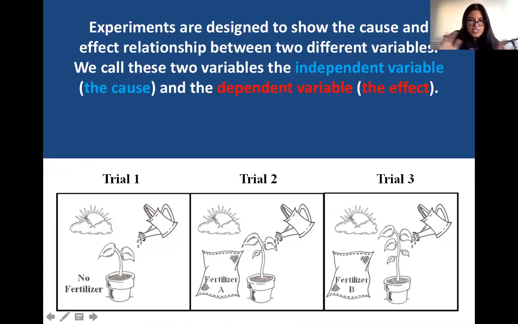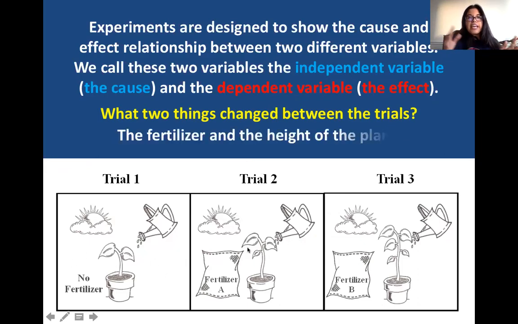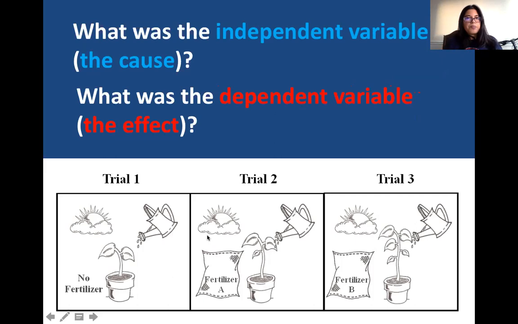So take a look at these 3 trials. Got some plants going on. What 2 things change between the variables? And those things are our variables. Take a minute. Okay. We see that the fertilizer changed, and then we also see that the plant is changing. So we got 2 things changing. Those are our variables. Everything else is staying the same.